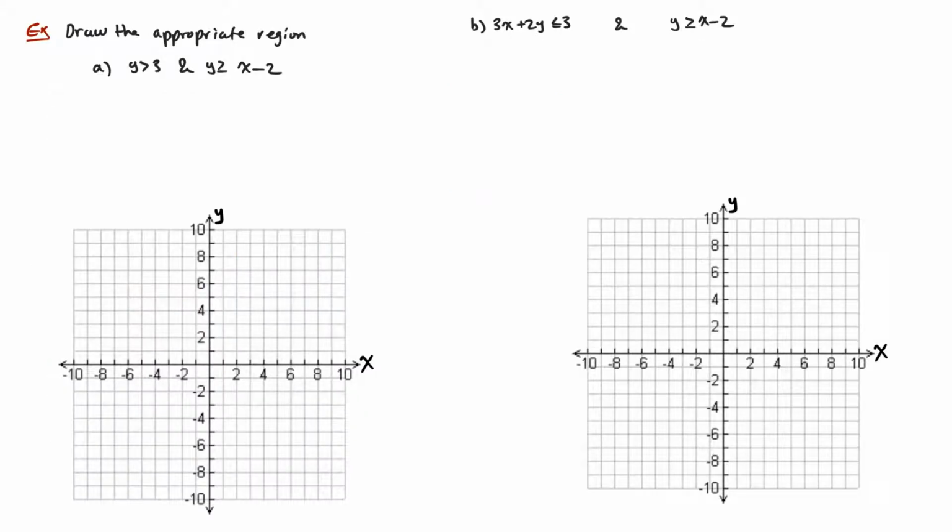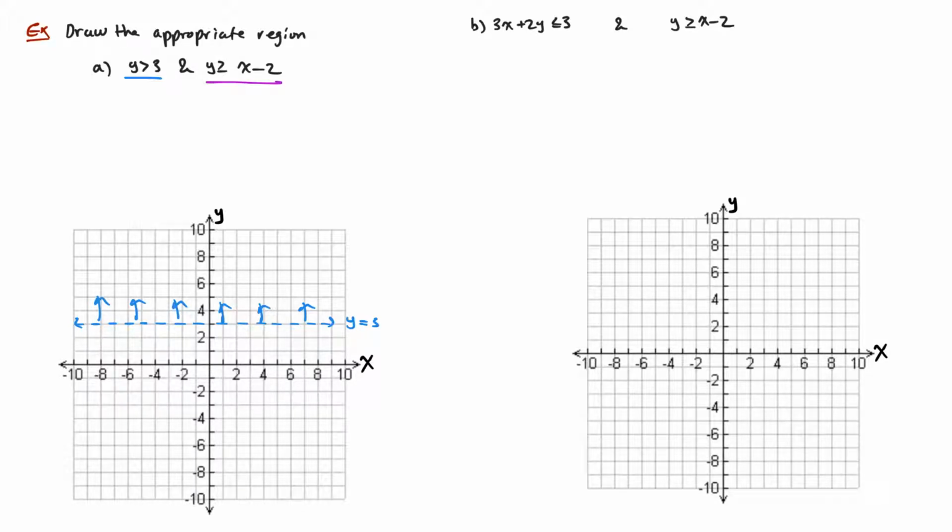Alright, let's do a few examples over here. The first one says y is larger than 3 and y is larger or equal to x minus 2. So I will use blue for the first one and purple for the second one. When y is larger than 3, that means it's a horizontal line. We don't use solid lines because it is not equal to, so this is y equals to 3, and since it's larger, then we have to shade the region above.